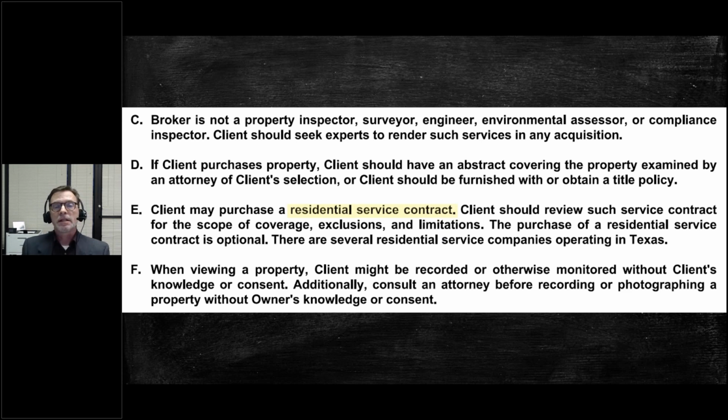The client may purchase a residential service contract. The client should review such service contract for the scope of coverage, exclusions, and limitations. The purchase of a residential service contract is optional. There are several companies operating in Texas. So one important thing this does for us is it tells the client that it is their obligation to review that contract, scope of coverage, exclusions, and limitations.